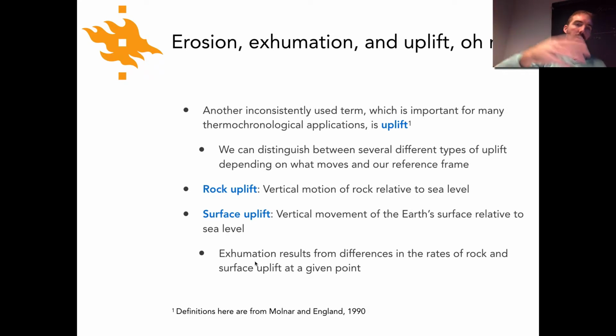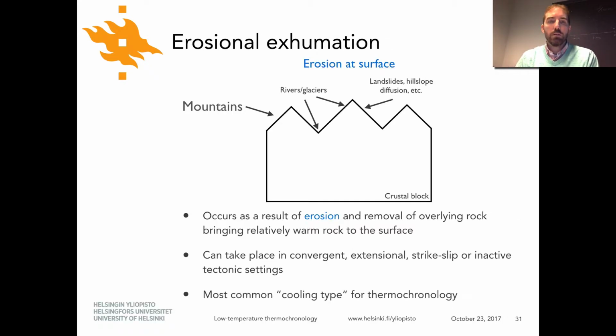What's more common in thermochronology is to think about cases where the Earth's surface is not moving up as fast as the rock beneath it. In other words, there's some kind of erosional process that's keeping the Earth's surface at some fixed elevation, and the rock beneath it is being moved up toward the surface as a result. And you can come up with very simple equations for how that relates to exhumation. When we talk about exhumation, in most cases for thermochronology, we talk about erosional exhumation.